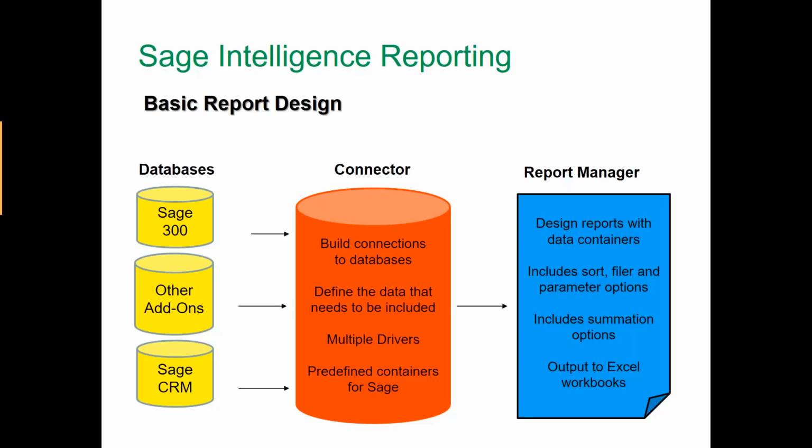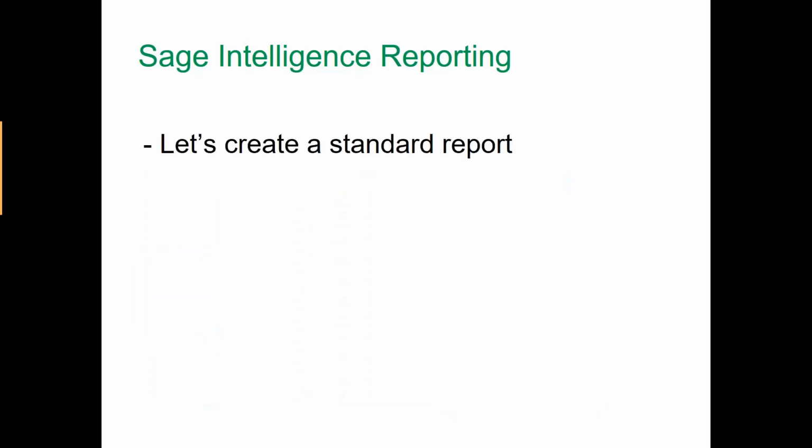The report manager is where you do the bulk of your work. This is where you'll design your reports with those containers. This is where you'll set up your sort and parameter filter options. You can do some summations here. And then when you run these, this is where it will output to the Excel workbooks. With all of that said, let's create a standard report.